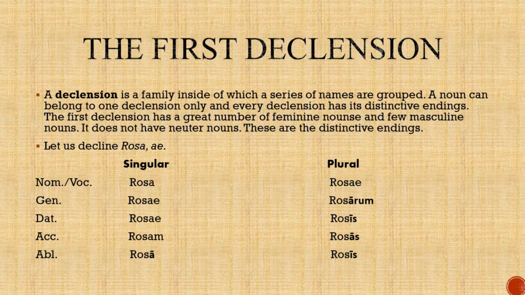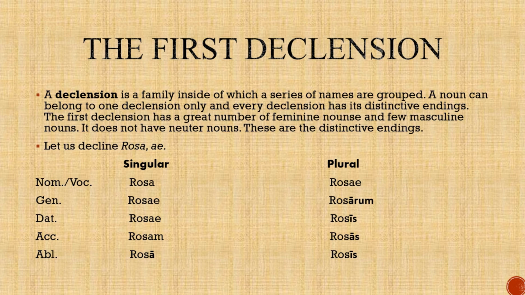The first, because in general grammarians call this the first declension, is composed mostly by names that are feminine, many names that are feminine, and few names that are masculine. For example, a feminine name is Rosa, like in this example. A masculine name is Poeta, the poet. So let's decline Rosa, Rosae.